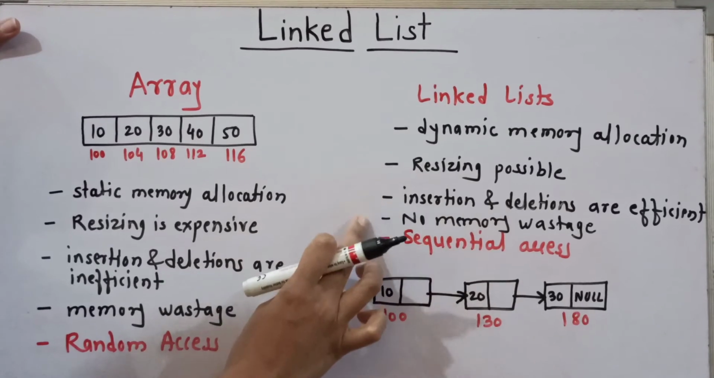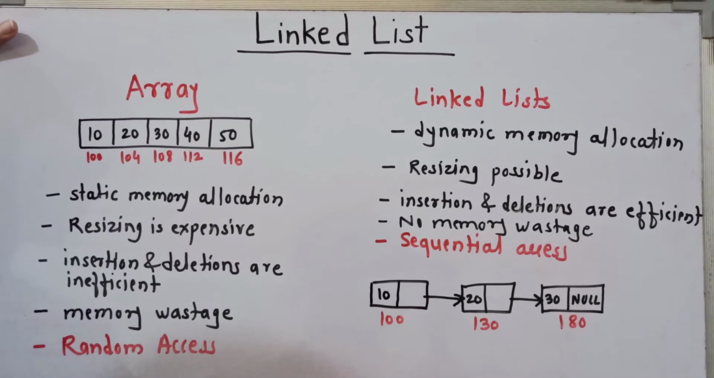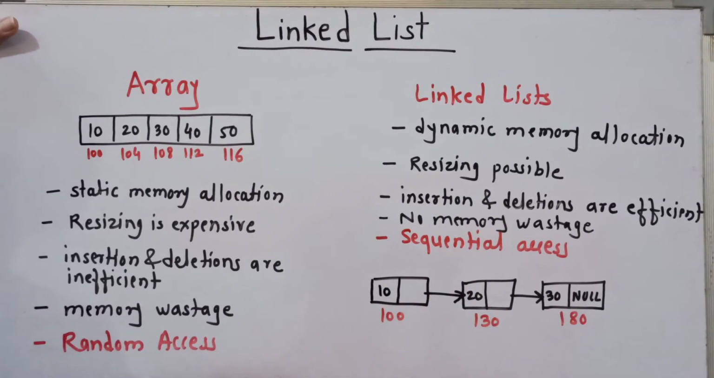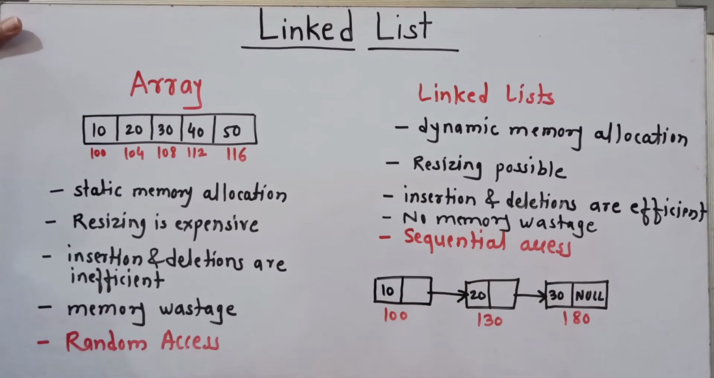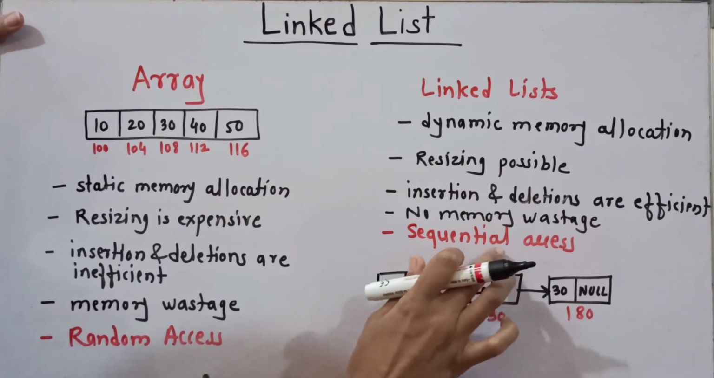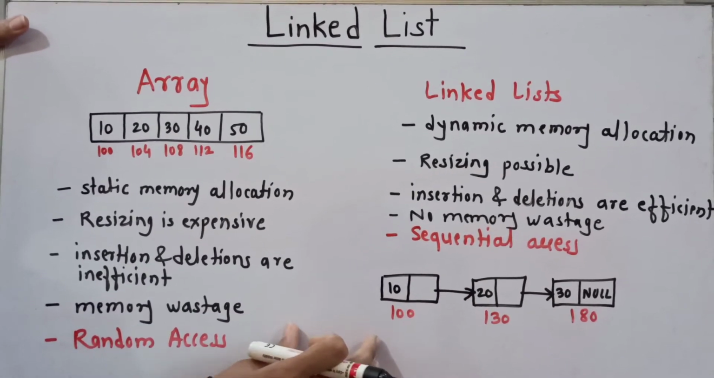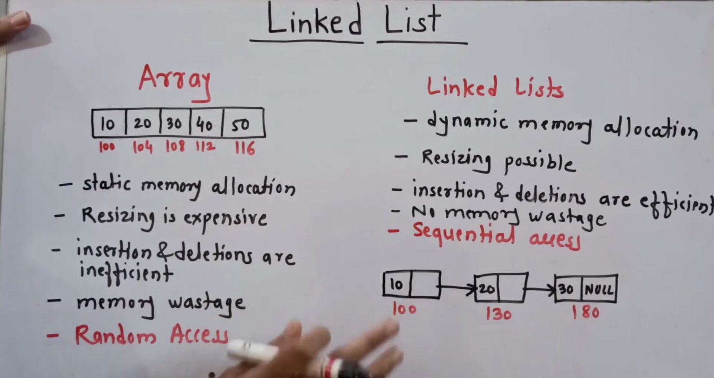So these are the main advantages of the linked list. But the only disadvantage or drawback of the linked list is what? Sequential access. How it becomes a drawback, we will discuss afterwards. So this is the difference between the array and the linked list.